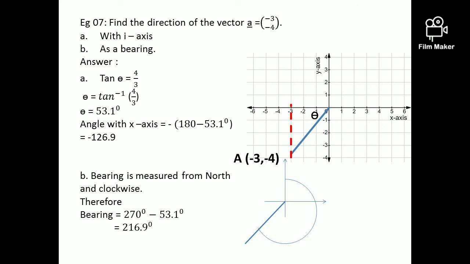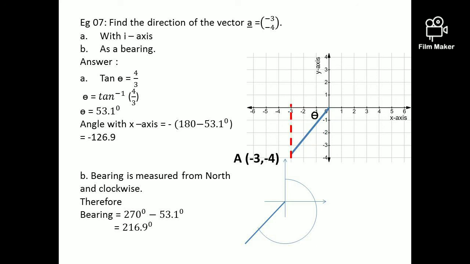If you want to find the angle with the positive x-axis, initially find the angle theta. You can apply tan theta is equal to 4 over 3. As I mentioned in the previous question, just ignore the negative sign. You have to find the value for tan theta as 4 over 3. With that, you will obtain the answer minus 53.1.